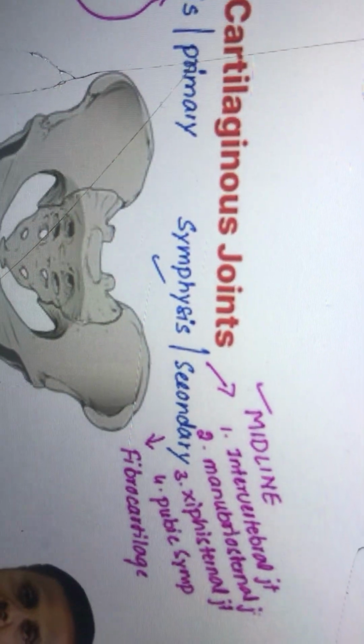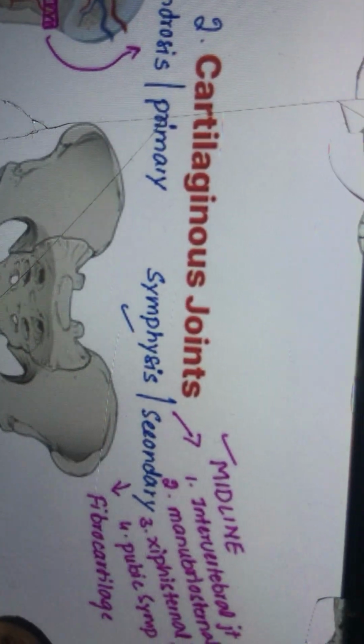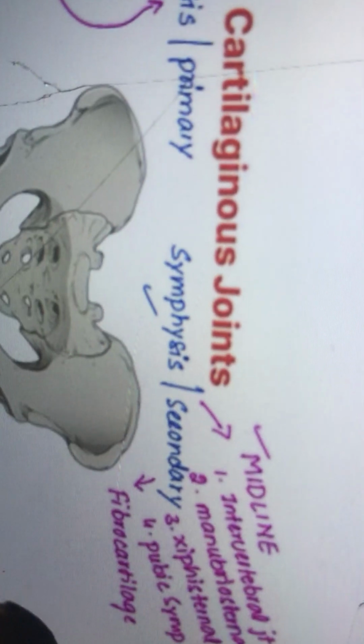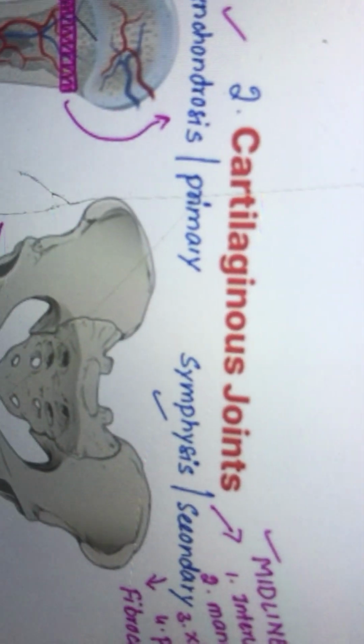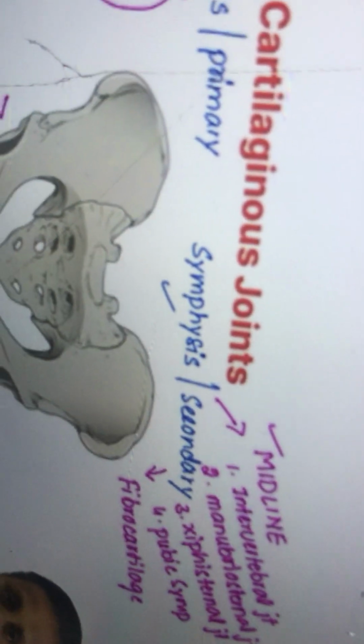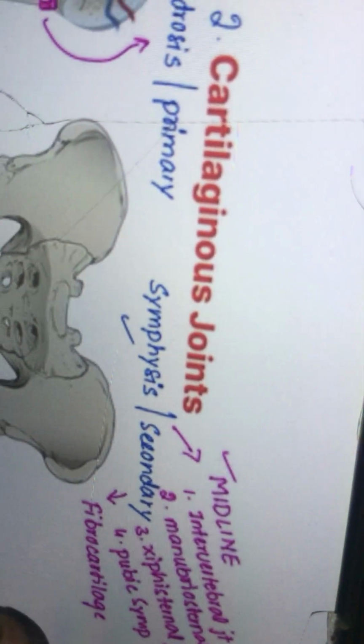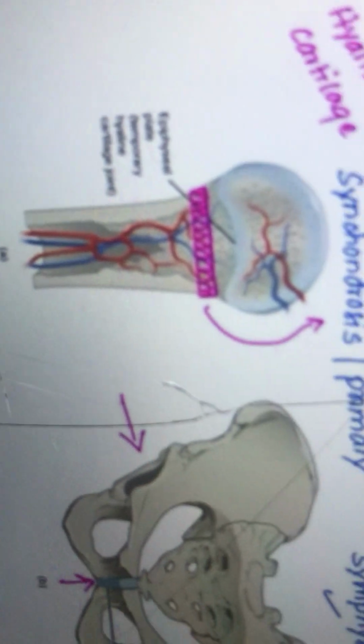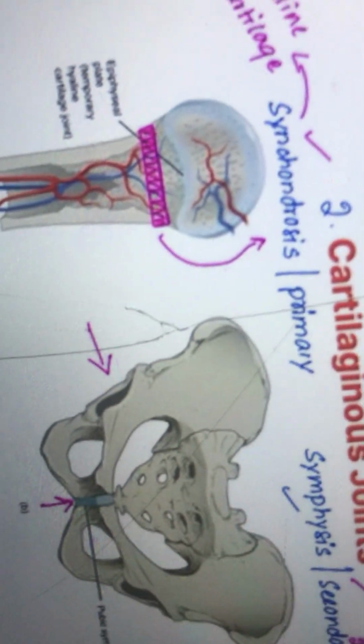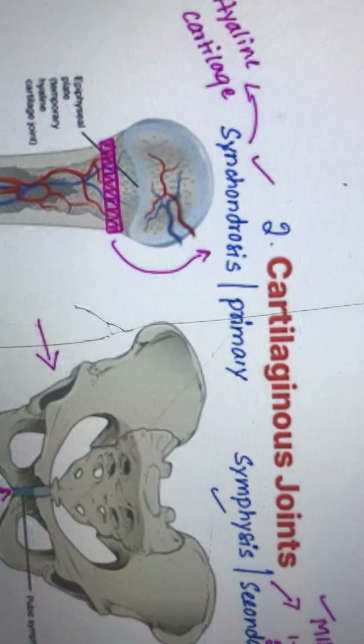Right? So, these are some of the examples for secondary cartilaginous joint, and remember, secondary cartilaginous joints are typically found in the midline. Now, in previous year questions in NEET as well as INICET exams, image-based questions have been asked on pubic symphysis and other types of cartilaginous joints. Right? So, please remember the different types of primary cartilaginous joints as well as secondary cartilaginous joints.